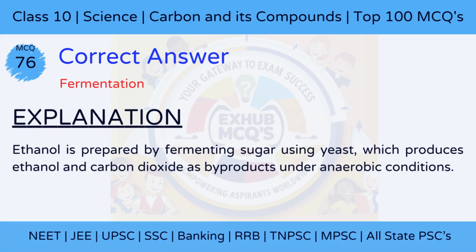The correct answer is option B, fermentation. Explanation. Fermentation is a process in which sugar is converted to ethanol and carbon dioxide using enzymes in yeast under anaerobic conditions.